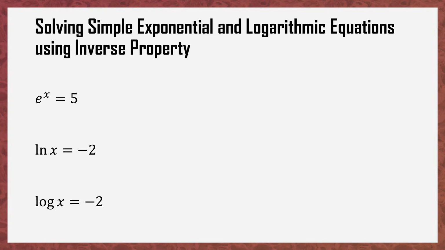Okay, here we have e to the x equals 5. One thing you can do with this is just rewrite it as a logarithm, or in this case a natural log because it's base e. But another thing you could do is take the ln of both sides. So ln of e to the x equals ln of 5. And this is using the inverse property, because what's the opposite of e? ln. So ln and e cancel out, and the x that was an exponent now comes down in front. So x will equal the ln of 5.